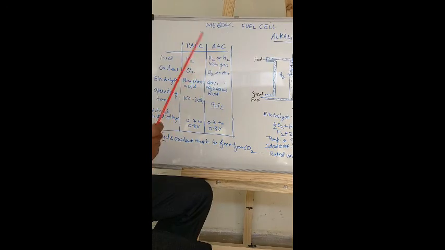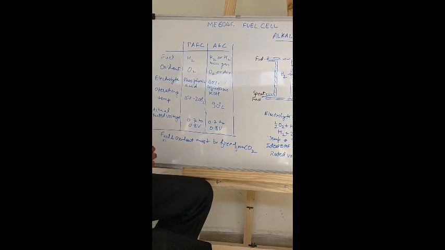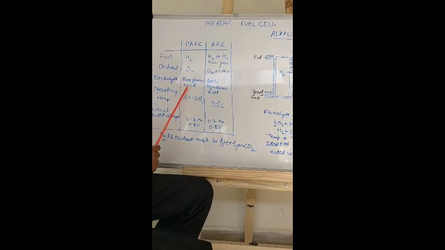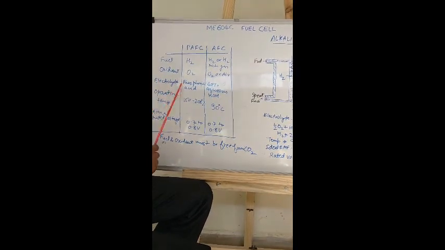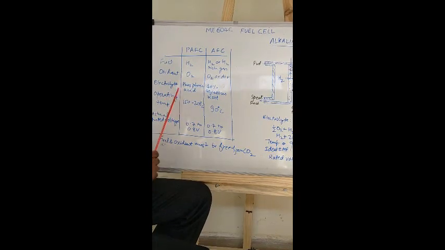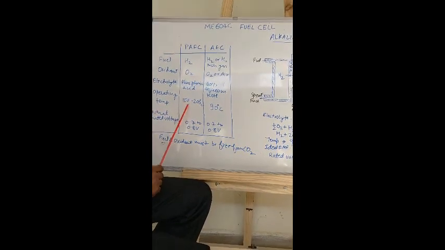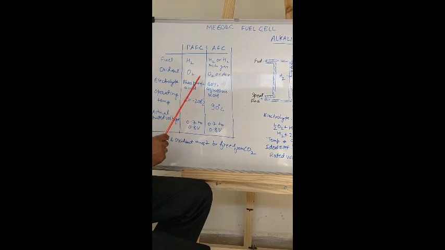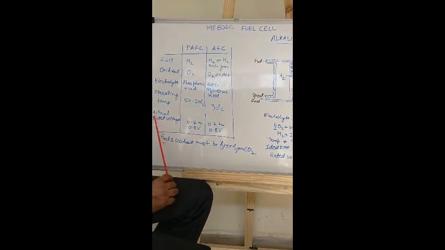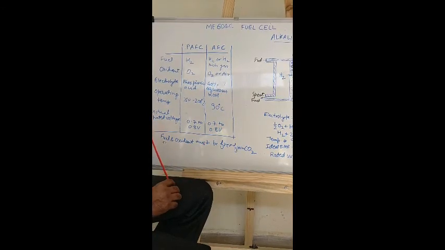Electrolyte, the main difference lies in the electrolytes used. In case of PAFC, the electrolyte is phosphoric acid, whereas in case of alkaline fuel cell, it is 40% aqueous KOH. Operating temperature of the PAFC is between 150 to 200 degrees centigrade, whereas in case of alkaline fuel cell, the operating temperature is 90 degrees centigrade. And rated voltage of the two are same.